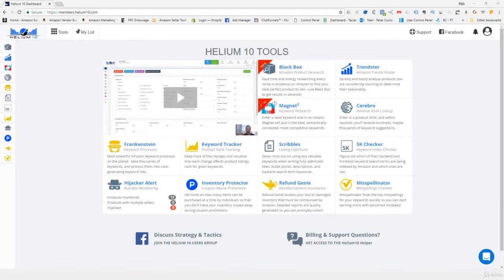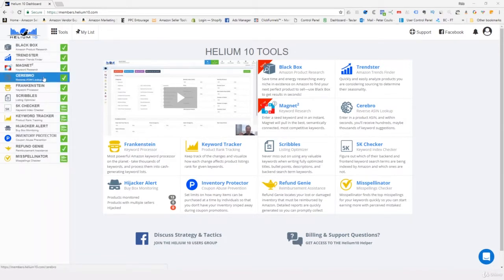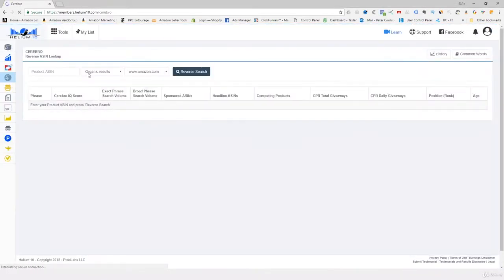The only way you can do this, to my knowledge, is with the Helium 10 Cerebro tool. It's this right here, this reverse ASIN lookup tool. This is a super powerful tool, and it's amazing that we even have this available in our tool belt, if you ask me. So here we go.